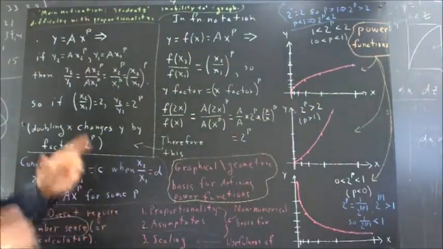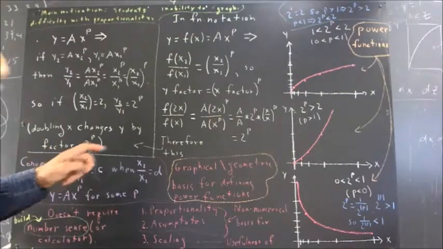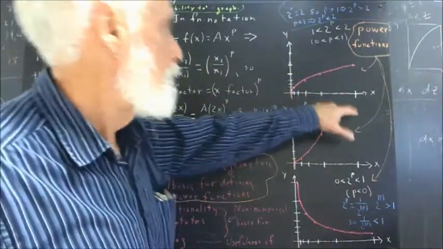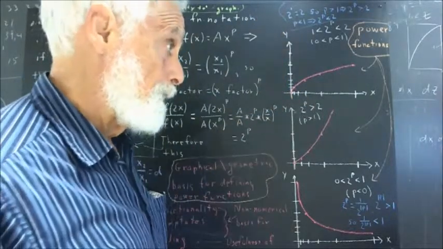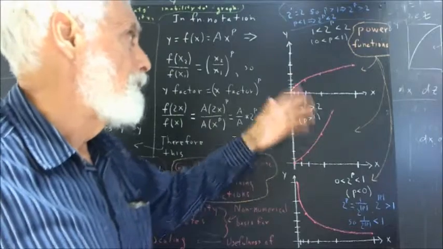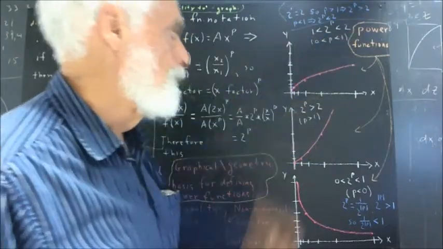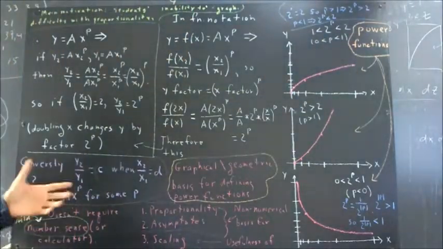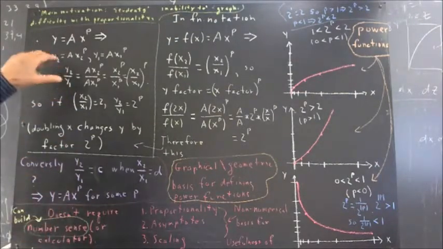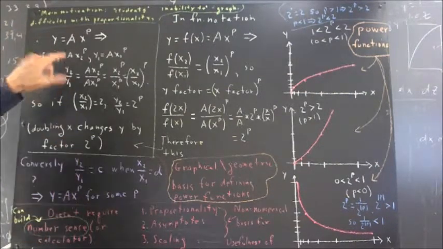Okay, well, we're not going to actually prove that this condition, doubling x causes y to change by a constant factor, is a complete characterization of power functions, okay? That's a little bit of a difficult argument, and we'll probably do it later. We're not going to do it right now. But we are going to do this.